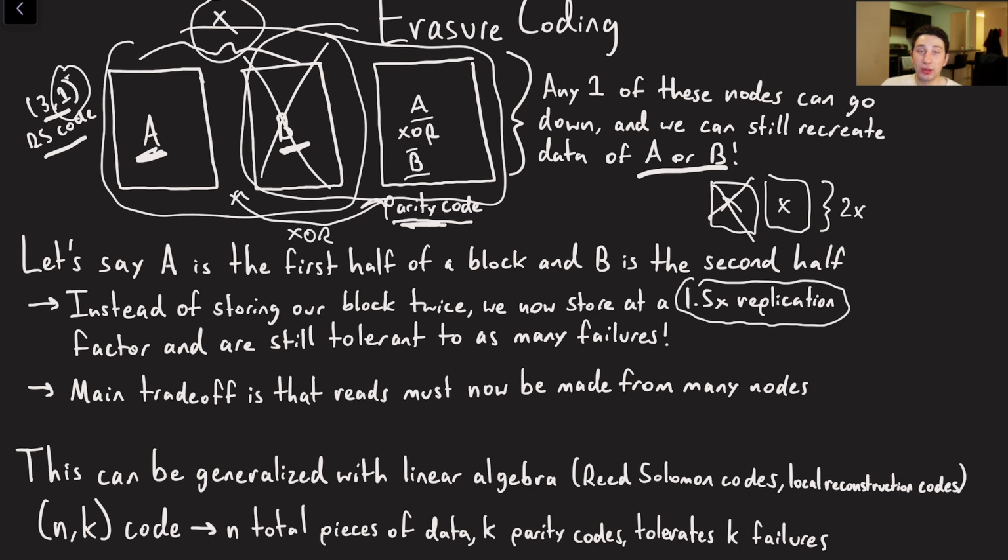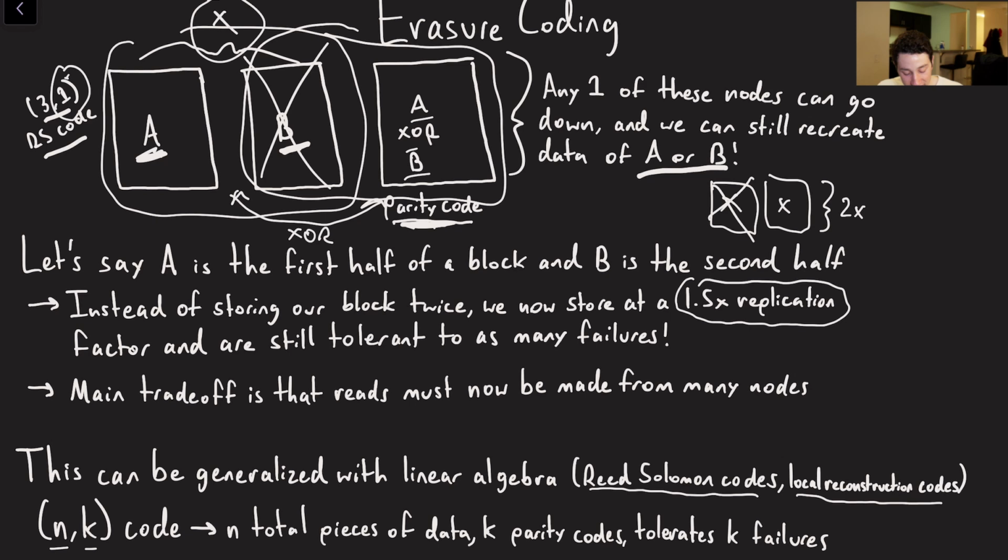This can be generalized with linear algebra. So I'm not really going to go exactly into the math, but the idea is you create parity codes that are some sort of linear combination of the original data that you're trying to store. And that way, if any of the original data goes down, you can basically recombine it using some subset of the original data and some subset of the parity codes. So you're welcome to look into Reed-Solomon codes a little bit more. And I think actually in Magic Pocket, they use a different variant of erasure coding called local reconstruction codes, which have slightly different fault tolerance properties. But it's besides the point.